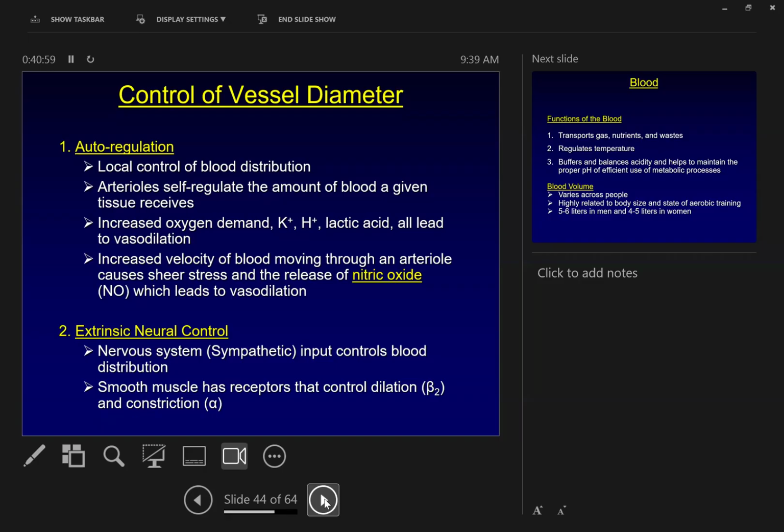Okay. And so that's how that signal is going to work. This is local control. We are going to get things in our tissue that are going to call in more blood. As that more blood comes, the velocity goes up. That leads to more shear stress, which leads to this release of nitric oxide. We're going to get vasodilation. And now we're getting more and more blood, lower pressures, wider diameters, right? Less resistance, more blood goes to that particular tissue.